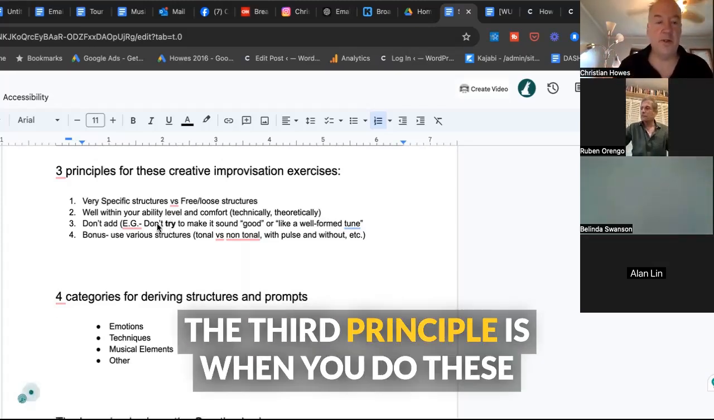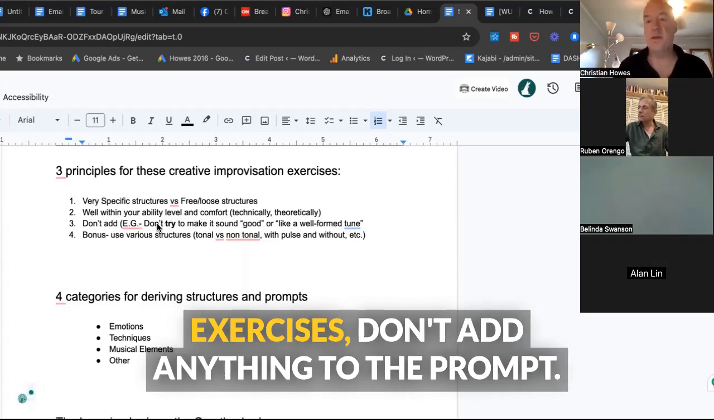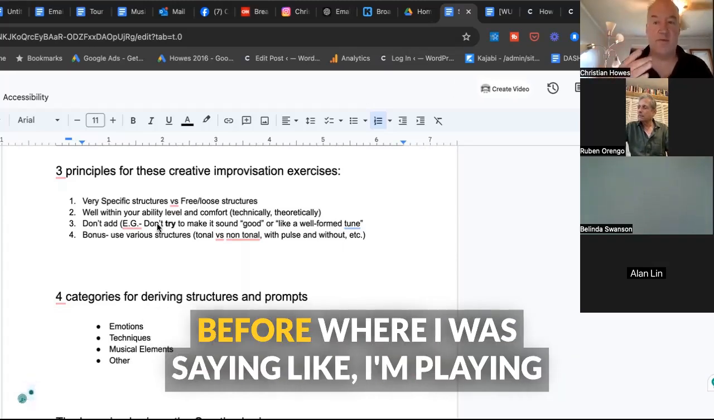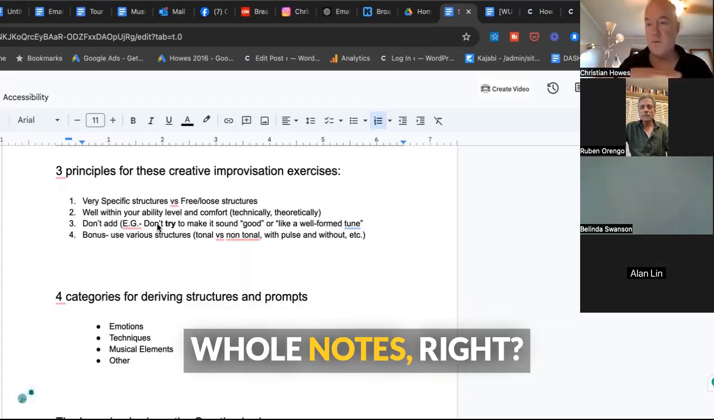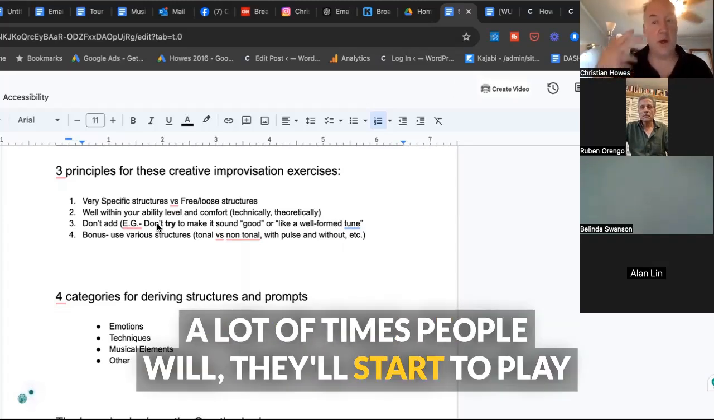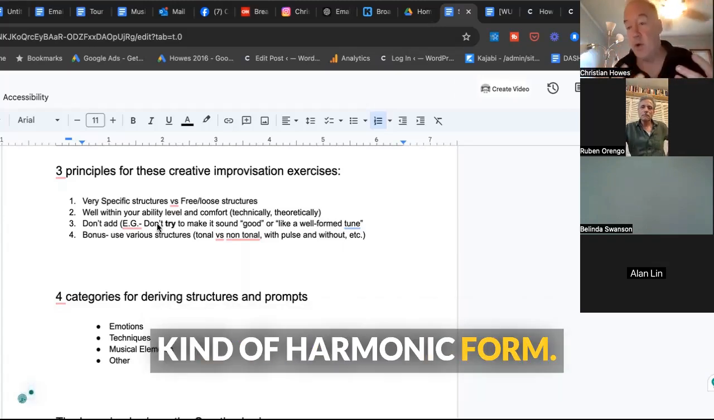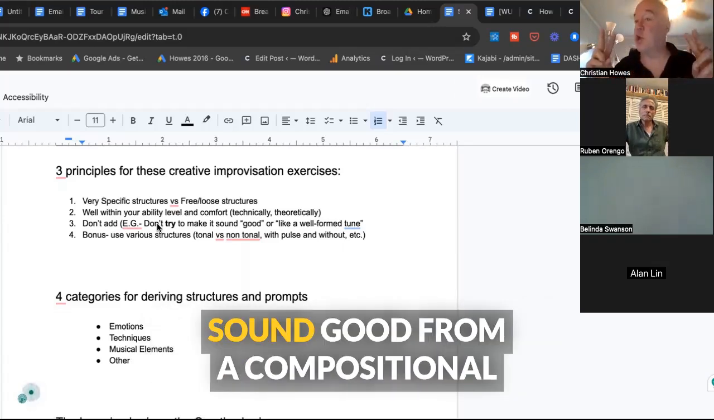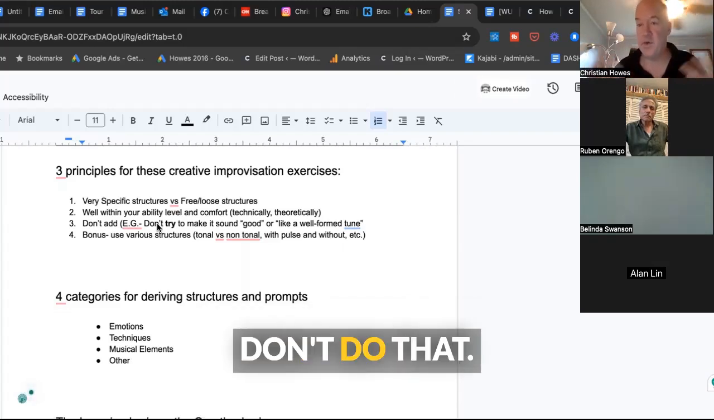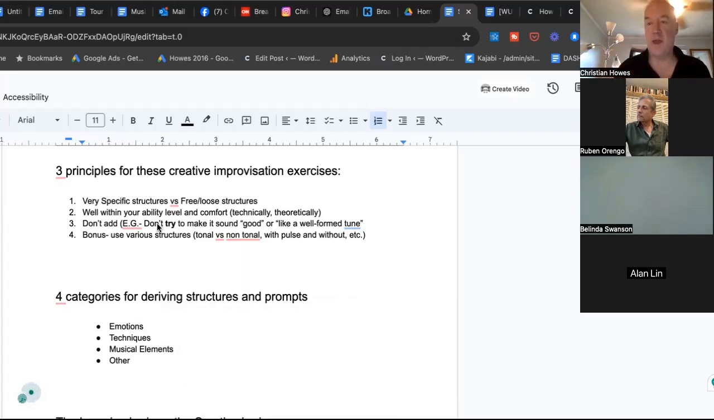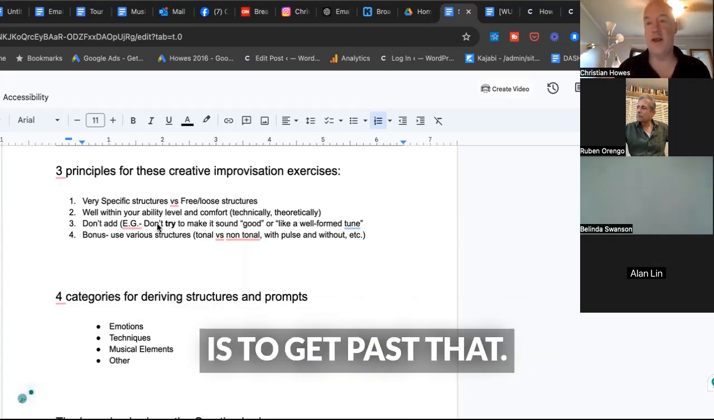The third principle is when you do these exercises, don't add anything to the prompt. Going back to my example, where I'm playing whole notes, a lot of times people will start to play the whole notes, but they'll be trying to make a song, or create some kind of harmonic form, or make it quote unquote sound good from a compositional standpoint. Don't do that. Don't add anything to it, because it creates this layer of judgment and kind of paralysis. And the whole point is to get past that.